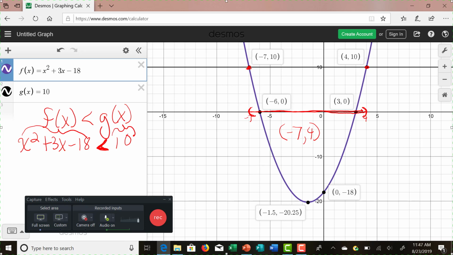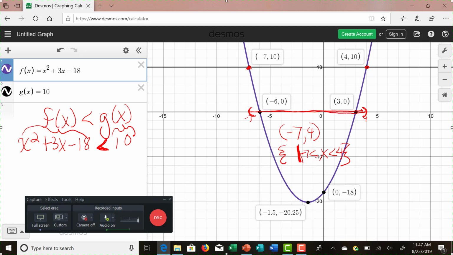If you were doing set builder notation, since we're solving for x in this case, it would be all x such that x is greater than -7, that's such that, and less than 4 with an ending set bracket.